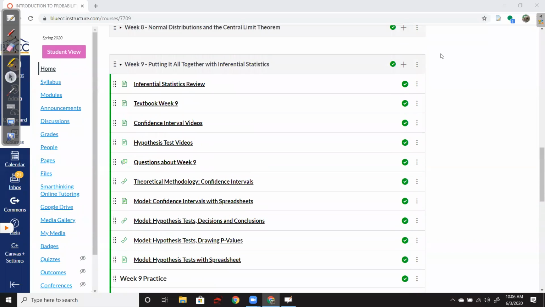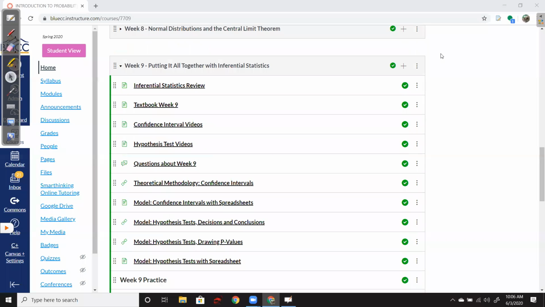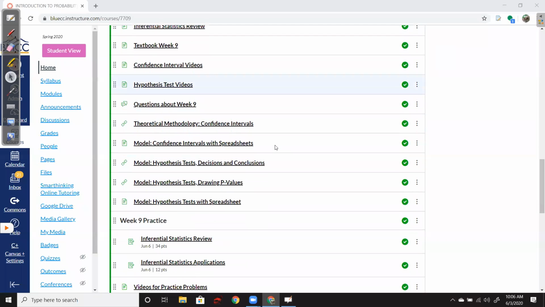So again, this week is taking what we learned about the central limit theorem and combining it with what we were trying to figure out about confidence intervals and hypothesis tests. The last couple of days, we did a bunch of confidence intervals. Today, hopefully some of the questions are about hypothesis tests.